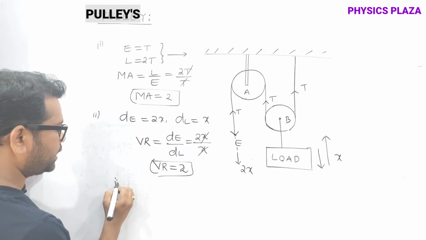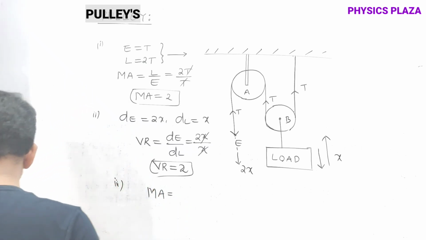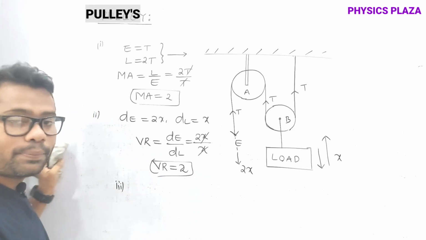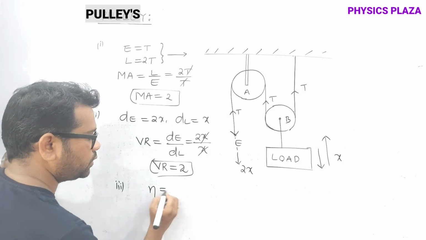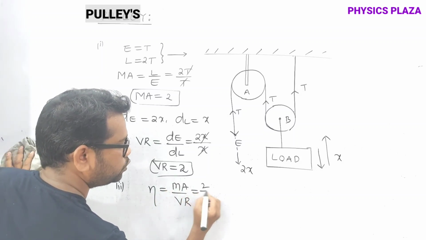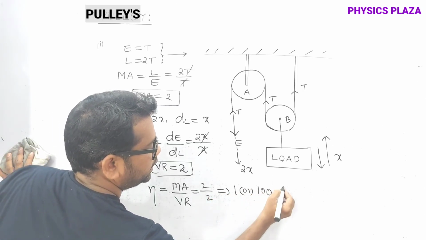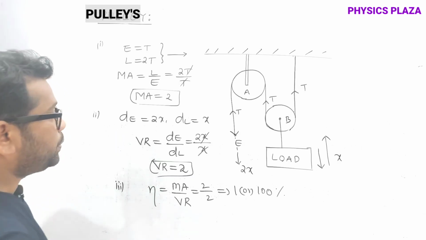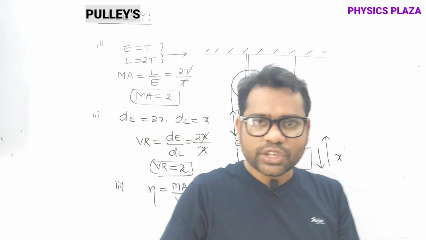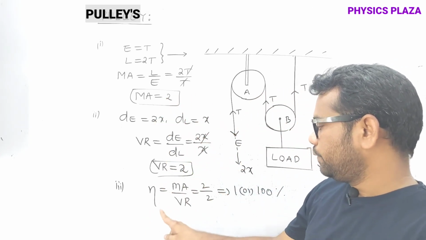Now let us calculate, children. Not the mechanical advantage. What we need to calculate is the efficiency. So efficiency is equal to mechanical advantage by velocity ratio. This is 2 by 2. With this it is 1 or 100%. Now children, before combining with a single fixed pulley and after combining with a single fixed pulley, is there any change? No change. Mechanical advantage is 2, velocity ratio is 2, efficiency is 1 only.